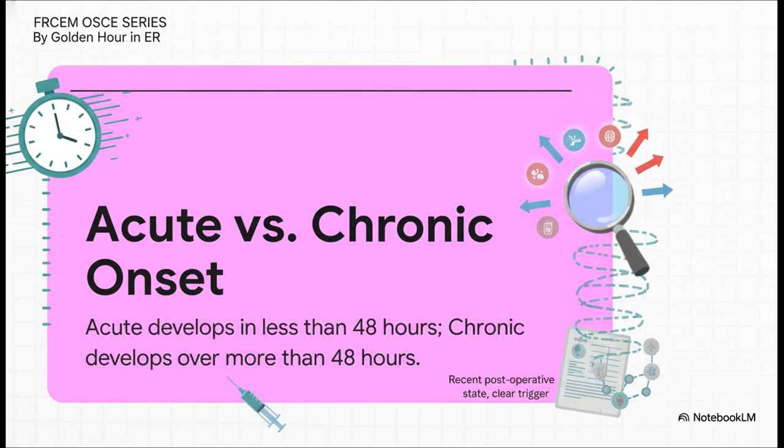So the next question you've got to ask is timing. Has this happened acutely, like in the last 48 hours? Or is it a slow, chronic burn? Now, most of the cases you're going to see will be chronic, unless there's a really obvious trigger, like a recent surgery. This distinction is so important, because trying to correct a chronic problem too quickly can cause permanent brain damage. We'll definitely come back to that.